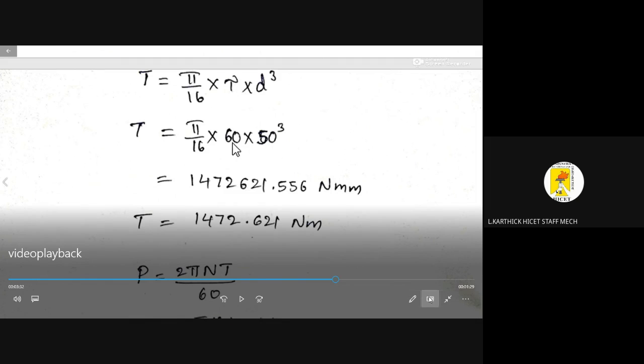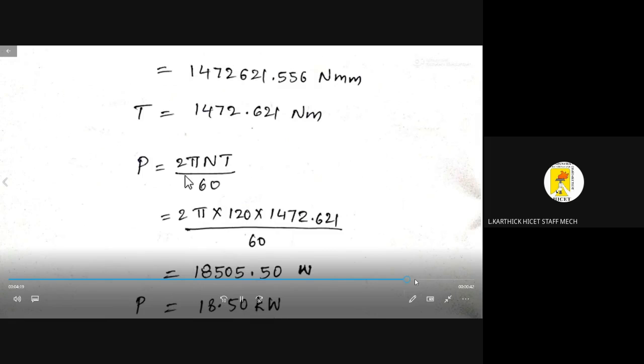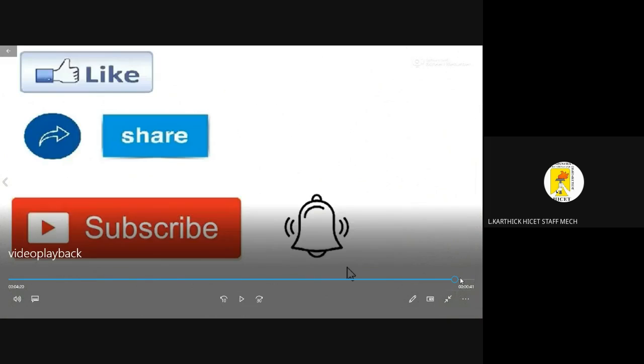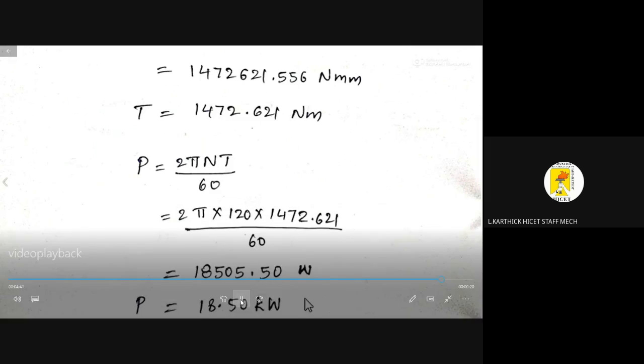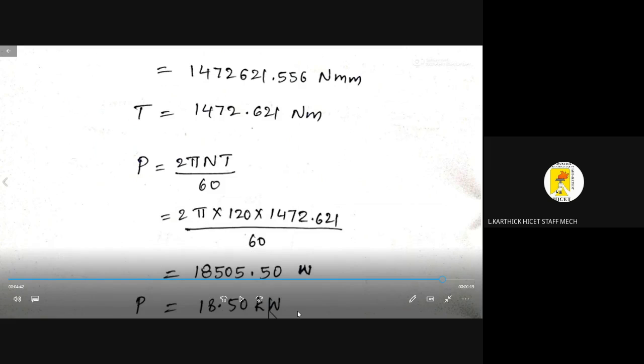Now, with the help of this T, we're going to calculate the power, 2 pi N T by 60. By substituting the values, 2 into pi into N, where N is given as 120, and the T value 1472.621 divided by 60, solving this you will get 18505.50 watts. Dividing by 1000, you will get 18.50 kilowatt. So this is what they have asked, the power transmission. 18.50 kilowatt is transmitted using this shaft.